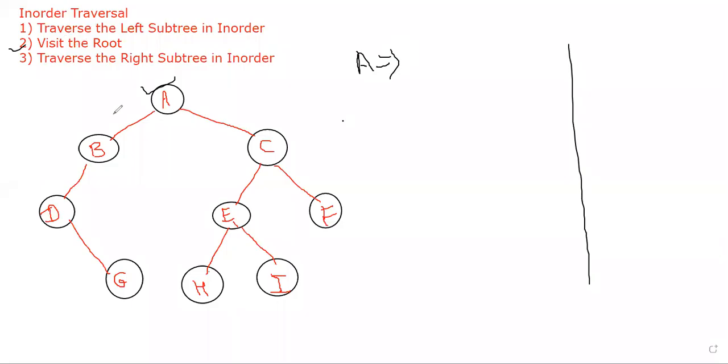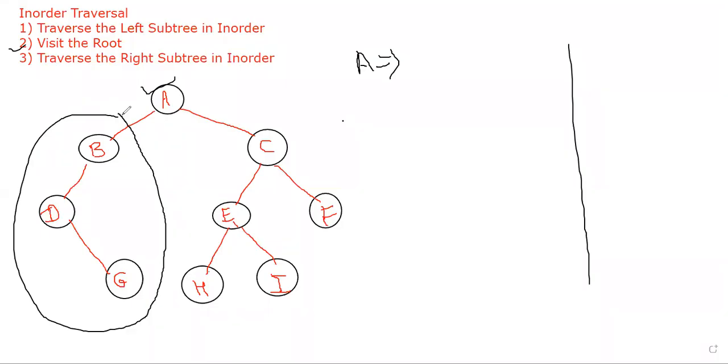The first step says go to the left subtree. Once we have traversed all these, we can get A, and then we can go to the right subtree. So for A, the first step says go to the left subtree. The left subtree we also traverse in the same manner as the original tree. There also we have the first step, which says go to its left subtree. The left subtree contains D.